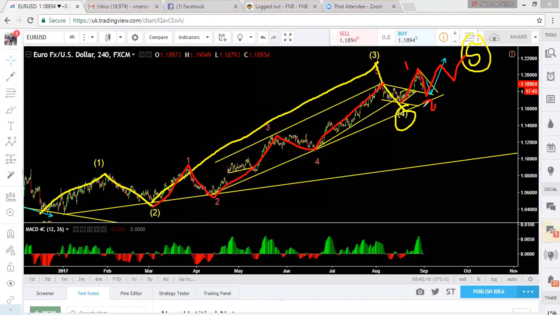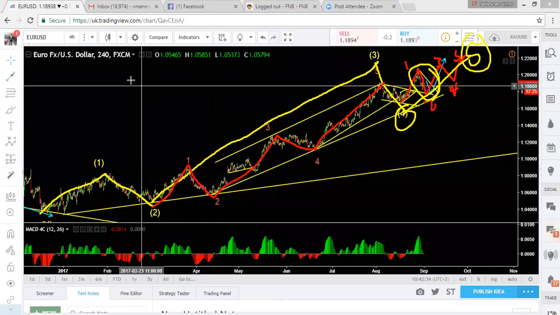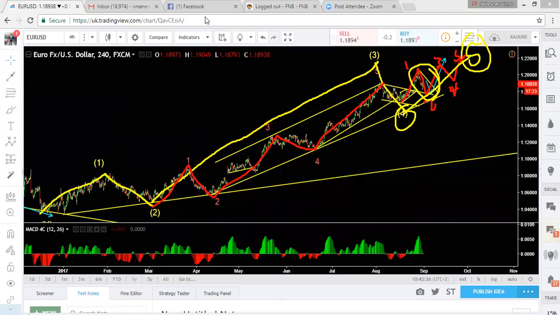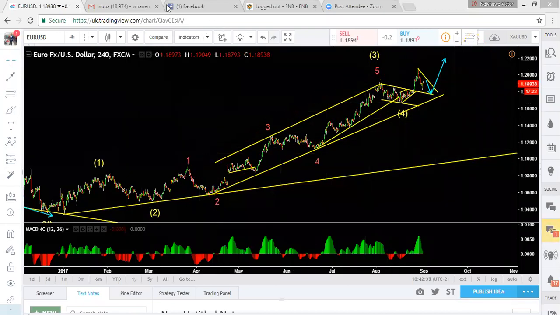Got 1, 2, 3, 4, 5. And then that will complete this whole Euro US dollar cycle that we are currently in, right? So for now, we are currently here between 1 and 2. This is where we need to focus to see what trade we can possibly get during the NFP. So that's where I'm going to zoom in and see what we need to do there, right?